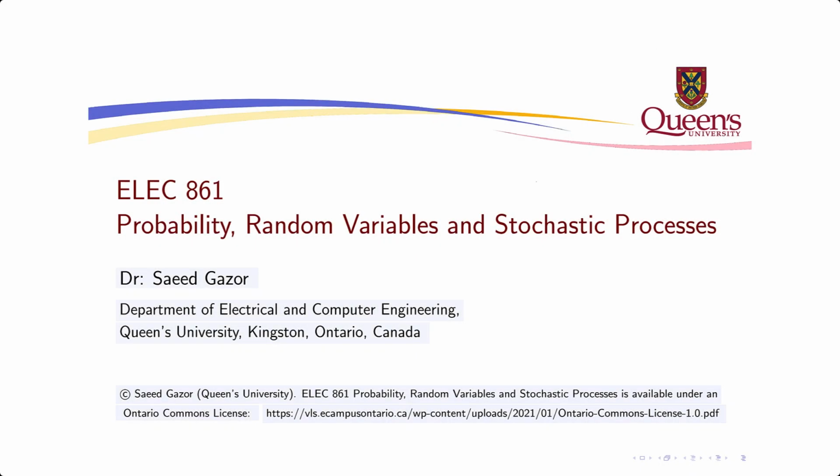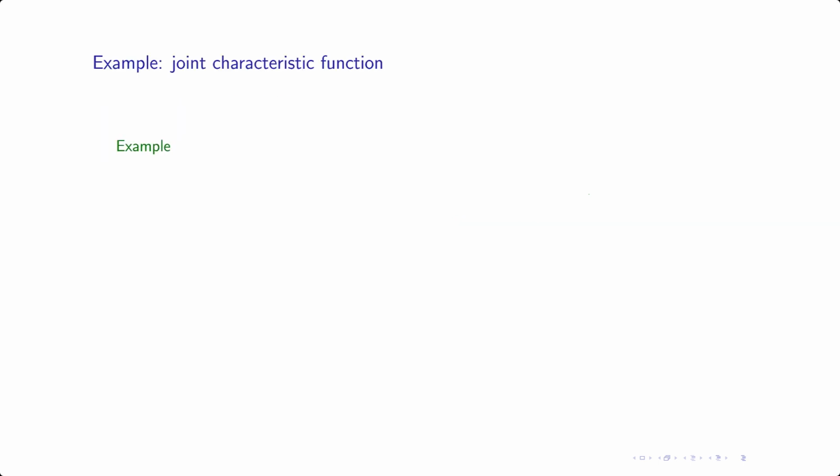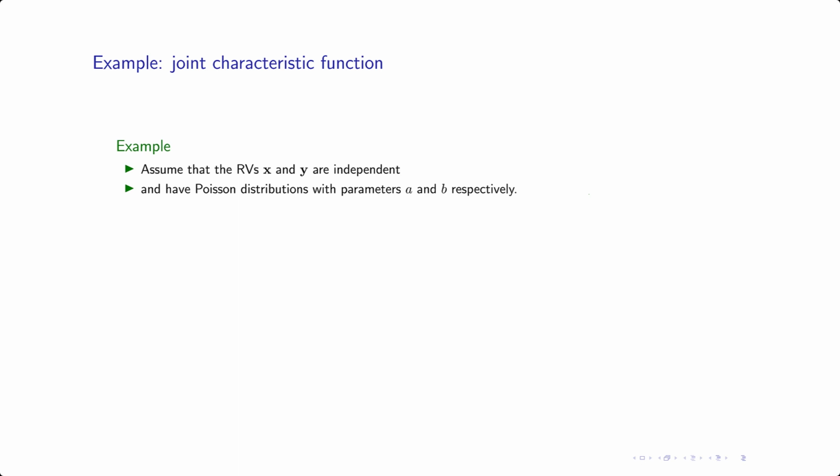Now let us have some examples of using the joint characteristic function so that you become a bit more familiar. So assume that you have two independent random variables, and assume that they have Poisson distribution with parameters a and b respectively. So remember that we have calculated the characteristic function of a Poisson distribution. This is with parameter a.